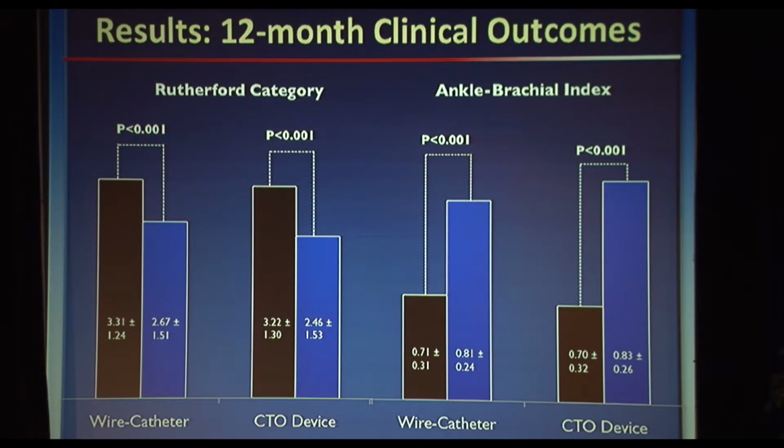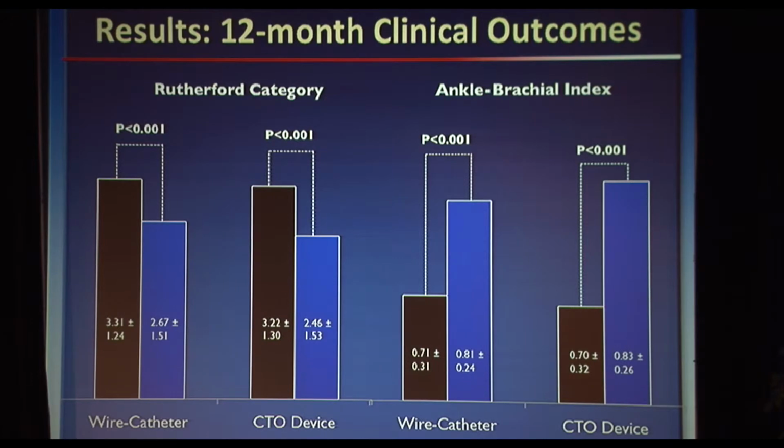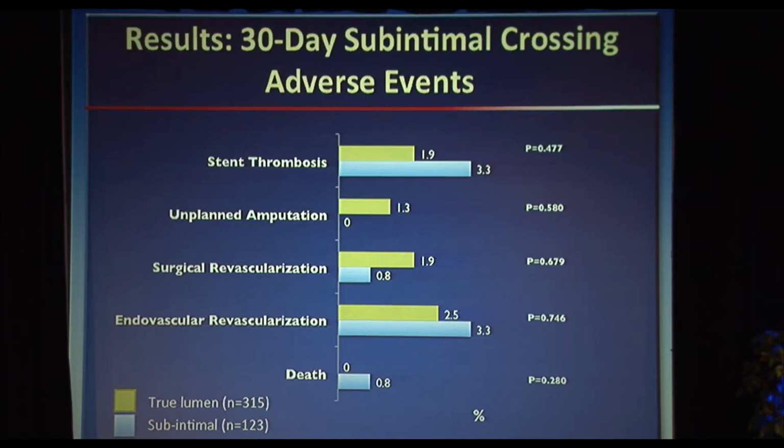In terms of patient outcomes, a reduction in Rutherford category indicates better resolution of symptoms. So as you can see, with both the wire catheter and the CTO device, there is good resolution of symptoms. And the ankle brachial index is an indicator of perfusion to the lower extremities, and that also is equal and better with both the devices.